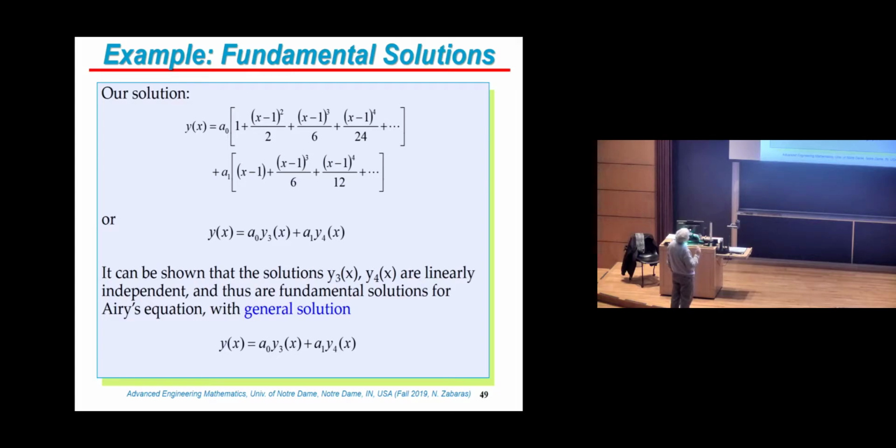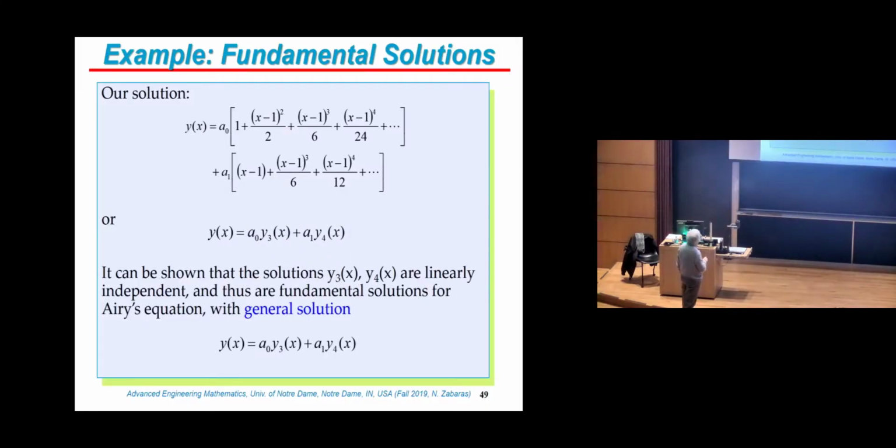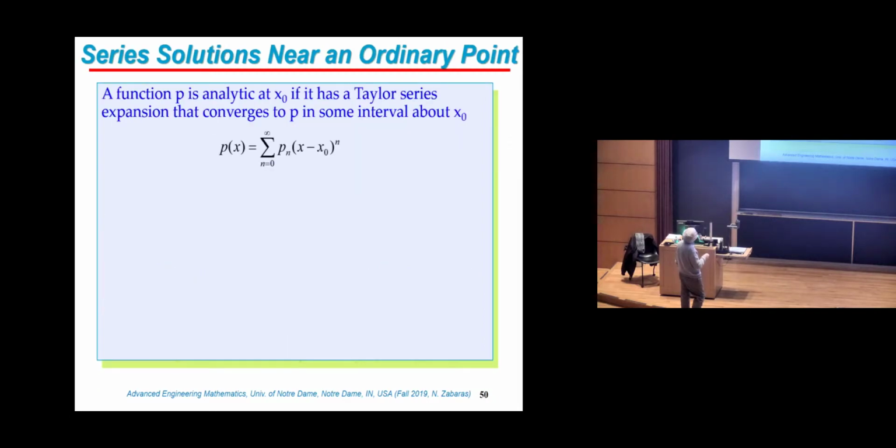I have no time to read and tell you every little detail. There's really nothing here, right? So I call one of the solutions y3 of x, the other one y4, and you see the familiar form that we have done for solving the homogeneous equation of second order differential equations.